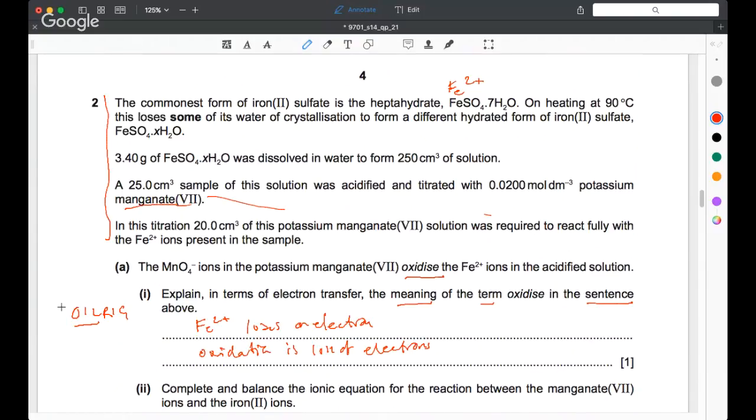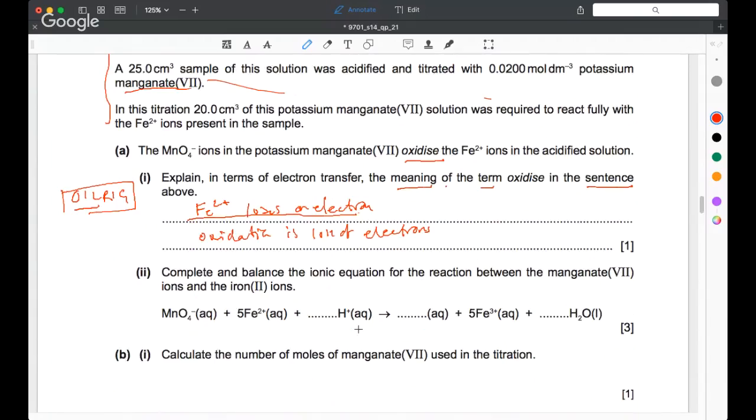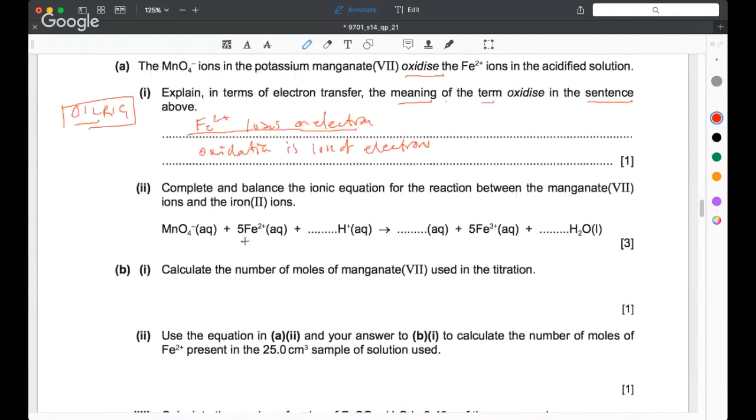And what the examiner said when you check back through the examiner's notes is that it's not sufficient just to use your definition of oxidation. Oxidation is loss of electrons. You've also got to contextualize what you're saying, because it's asking about the meaning of this term in the sentence above. So you've got to say, well, oxidation is loss of electrons, but in this particular case, it's about an Fe2 plus ion losing an electron. Now you can see that here, can't you? That Fe2 plus ion has lost an electron and formed Fe3 plus ion. And you've got to balance that equation up.